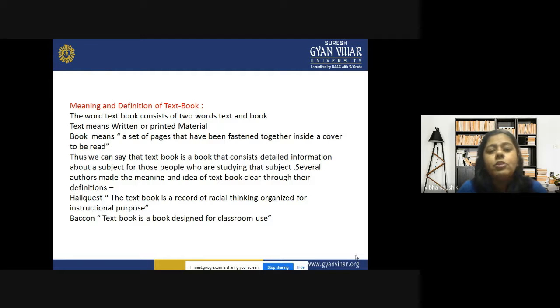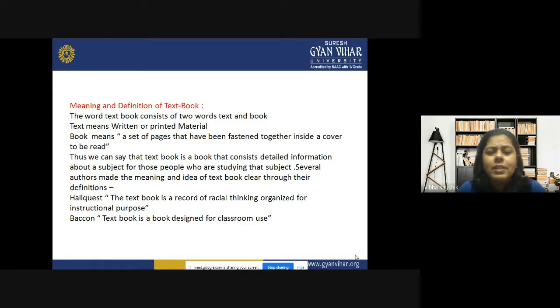Meaning and definition of textbook. The word textbook consists of two words, text and book. Means the textbook is made of two words, text and book. Text means written or printed material. By text means we the printed material. Book means a set of pages that have been fastened together inside a cover to read.